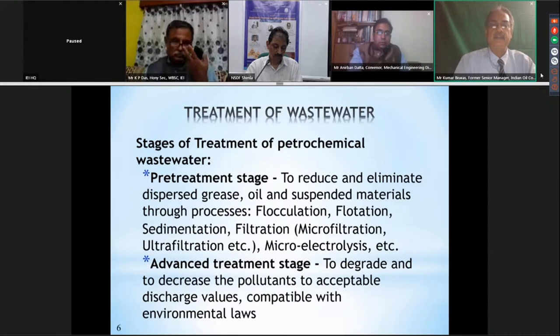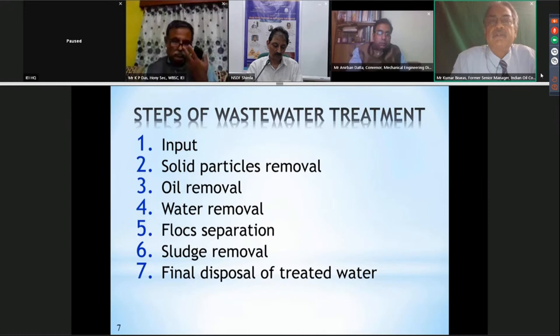There are certain steps we follow for wastewater treatment in the refinery segment. First is input. We have discussed in the previous slide that water is generated from four streams in the refinery broadly. And we have also seen some streams have the highest pollutants and some of the streams have very minimum pollutants, almost negligible.